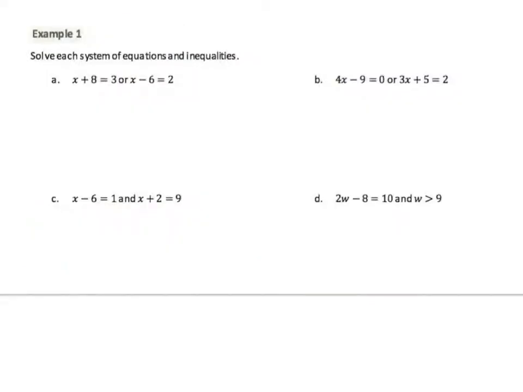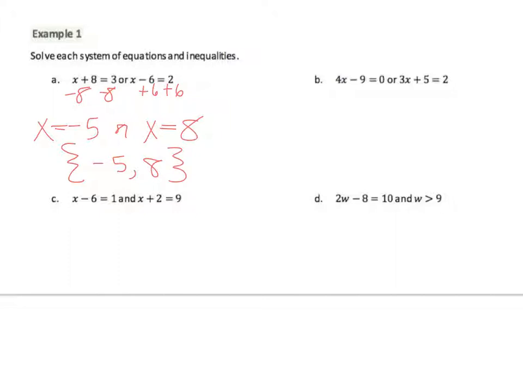So example 1, solve each system of equations and inequalities. Okay, I'm going to do A, and then I'm going to push pause. So first of all, I'm going to subtract 8 from both sides and get x equal to negative 5, or add 6 to both sides, x is equal to 8. In set notation, I would write that as negative 5, comma 8. That's my set of solutions for both equations or inequalities. All right, so I'm going to push pause. Please try B, C, and D and check your answers with my answers and see how you're doing.